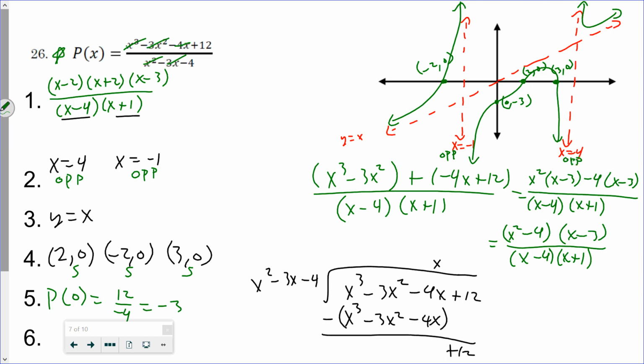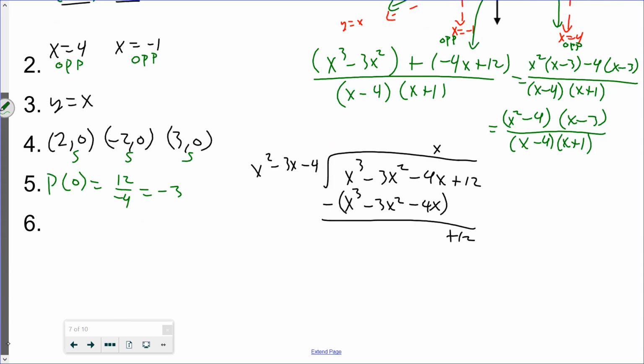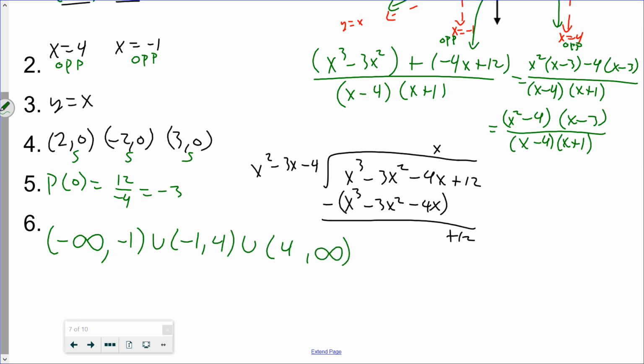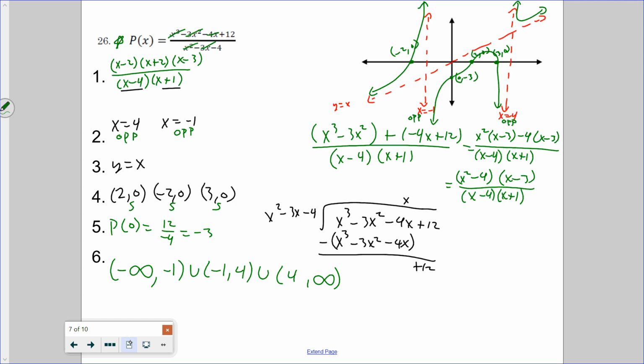And then from here, my domain will be everything except my discontinuities. So it's negative infinity to -1, union -1 to 4, union 4 to infinity. And that's what you get.